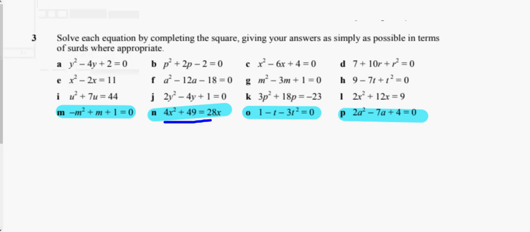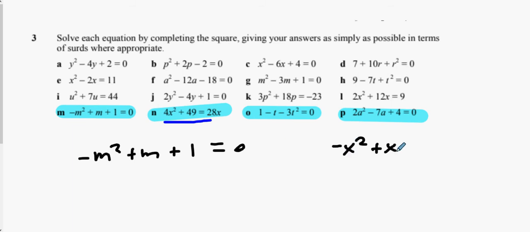First of all, I can do this as well. So minus n squared plus n plus 1 equals 0. Everybody cool with that? You could draw a graph. If you drew a graph of this, it would be minus x squared plus x plus 1. Would you agree they're roughly the same thing?